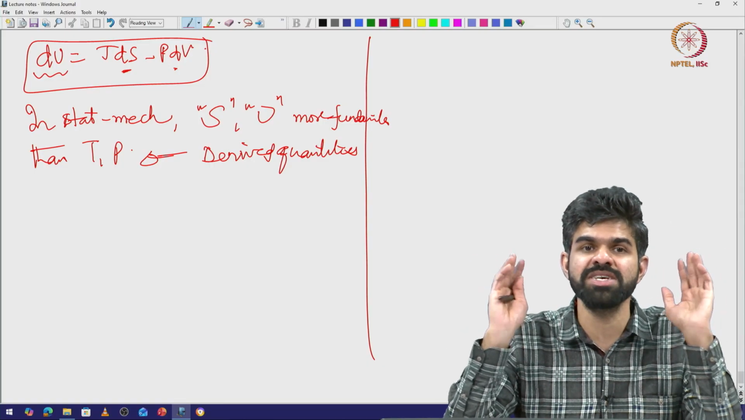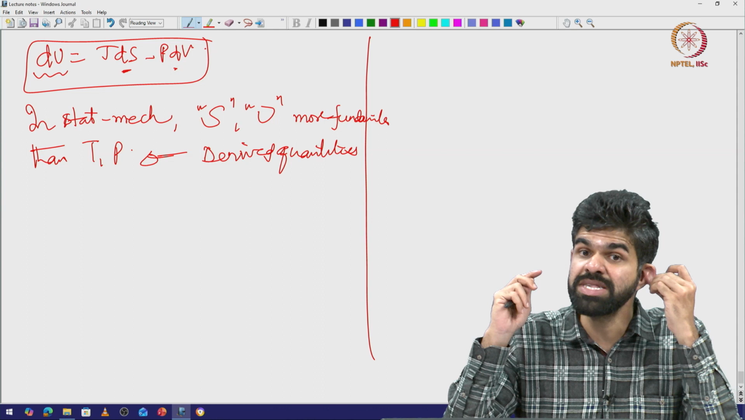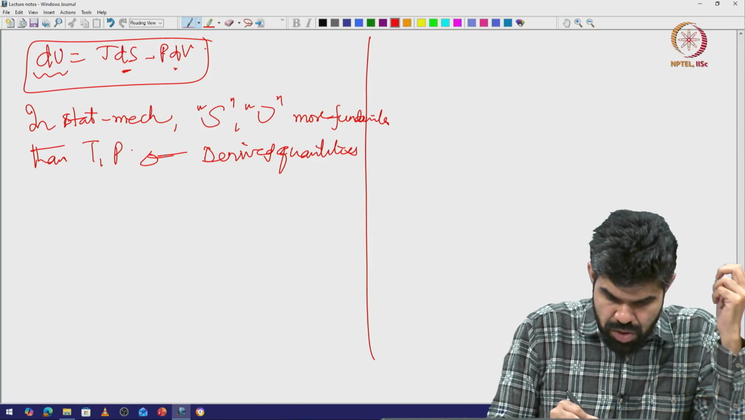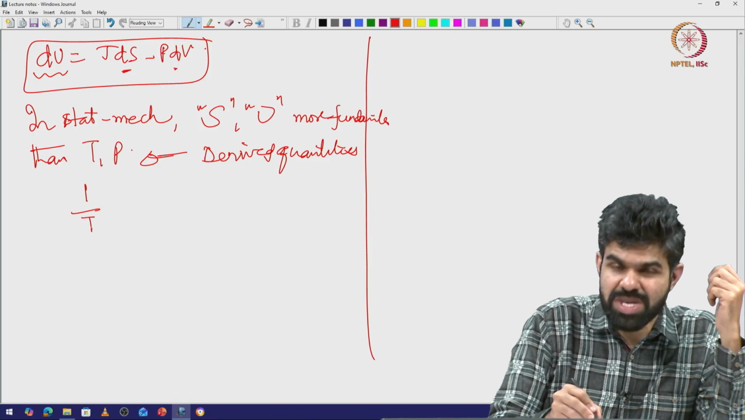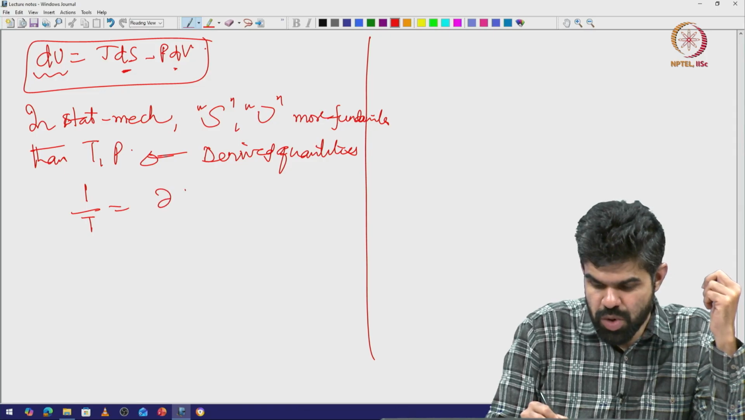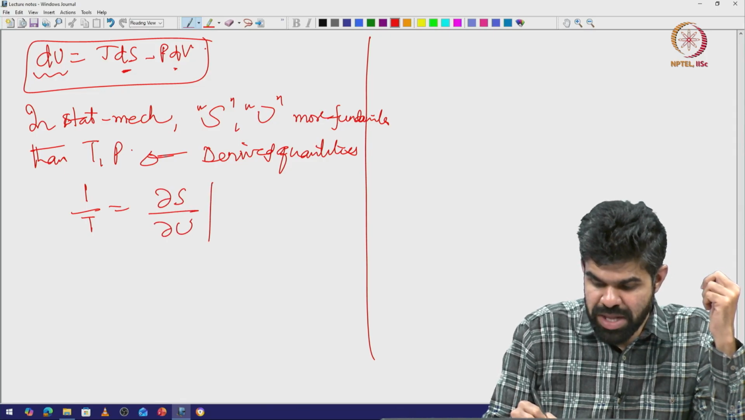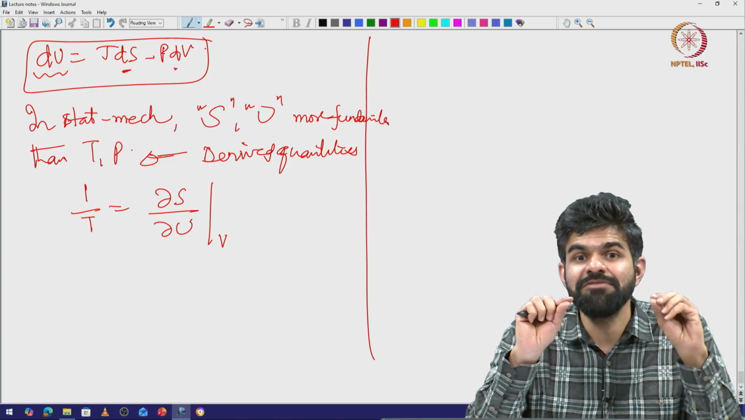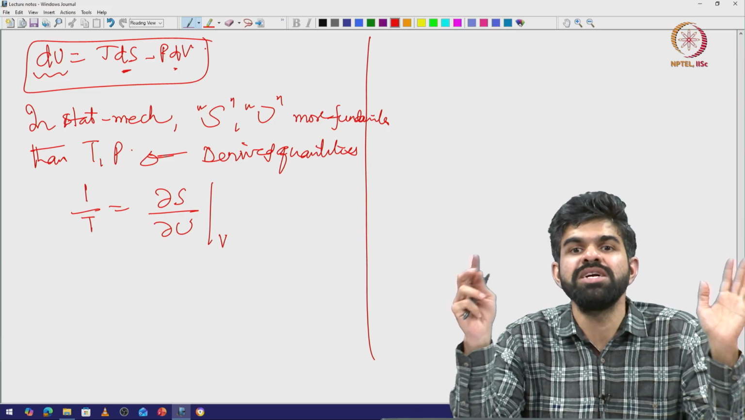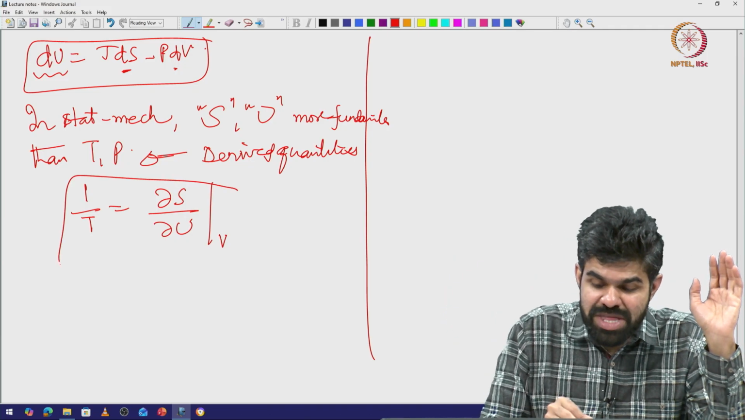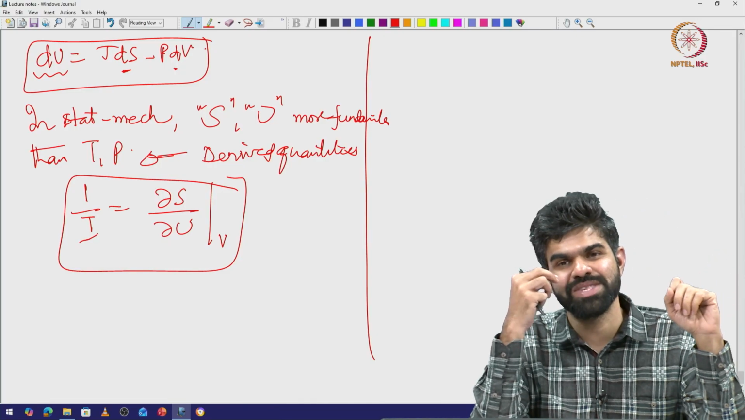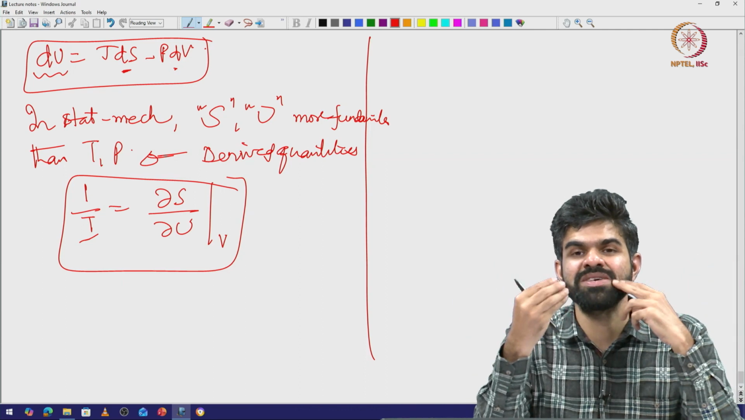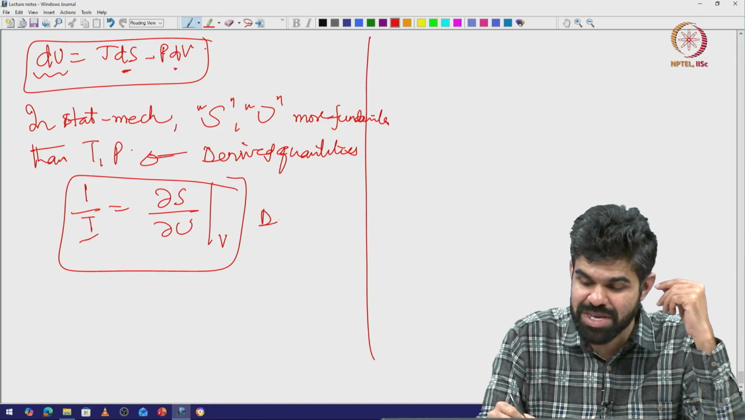Even for non-equilibrium systems I can define what entropy is and what U is, but I cannot define what temperature is. So StatMech defines temperature using this equation, as dou S by dou U at constant volume. I am not changing the volume of the system; I am looking at how much the entropy changes if I change the internal energy, and based on that I define the temperature of the system. Okay. And in fact you can go on and understand temperature from a StatMech perspective using this definition of temperature.